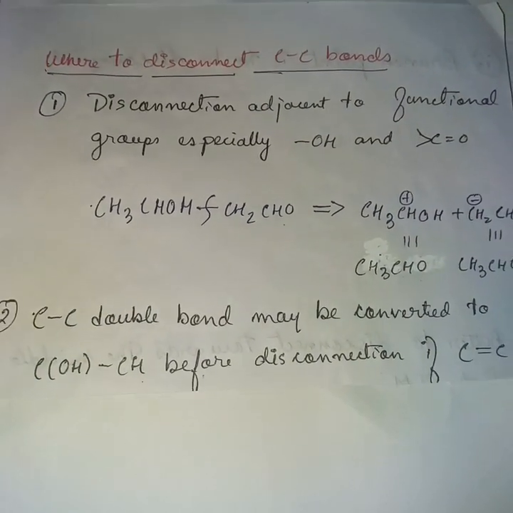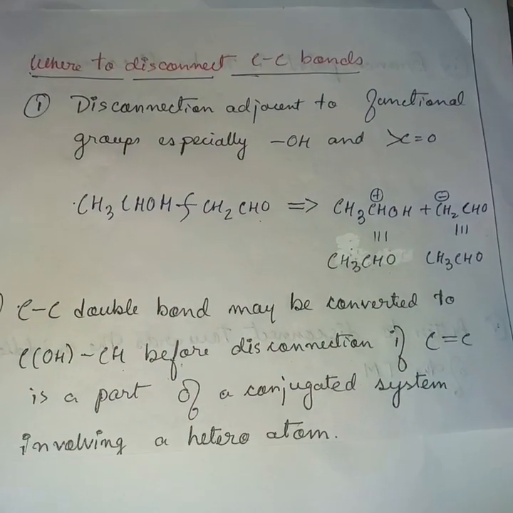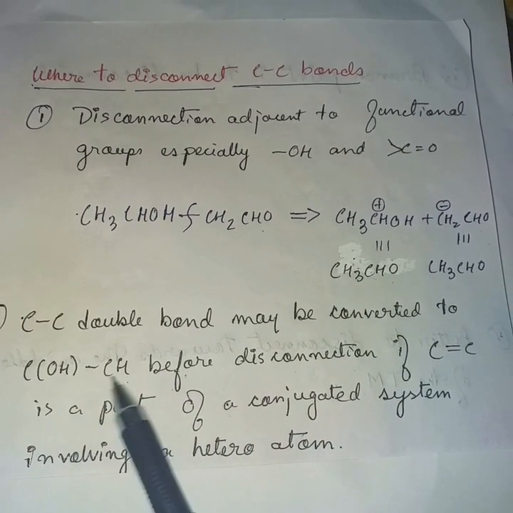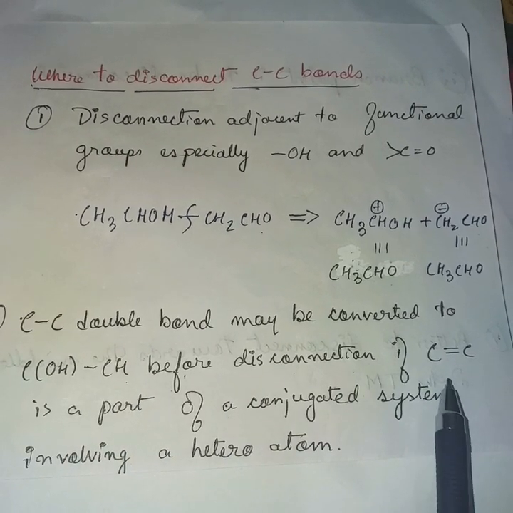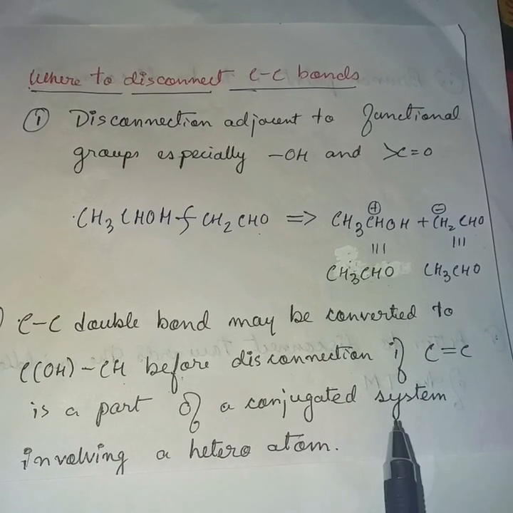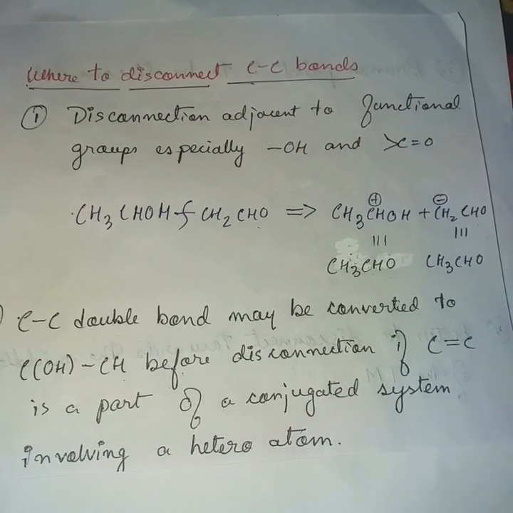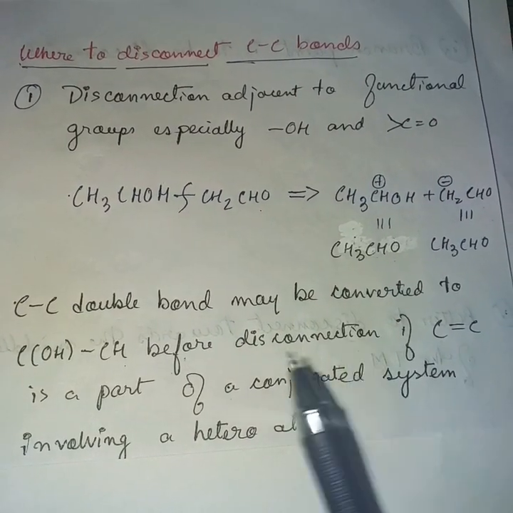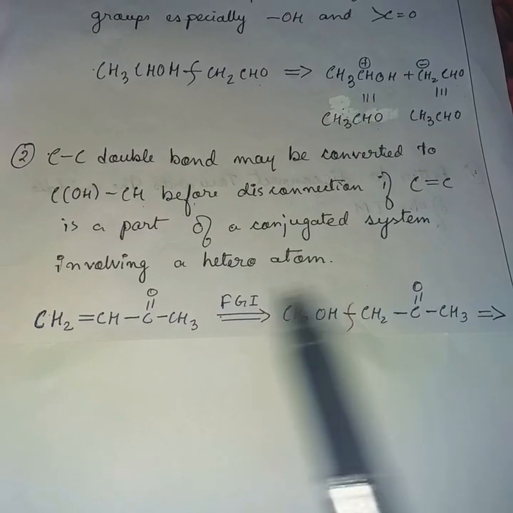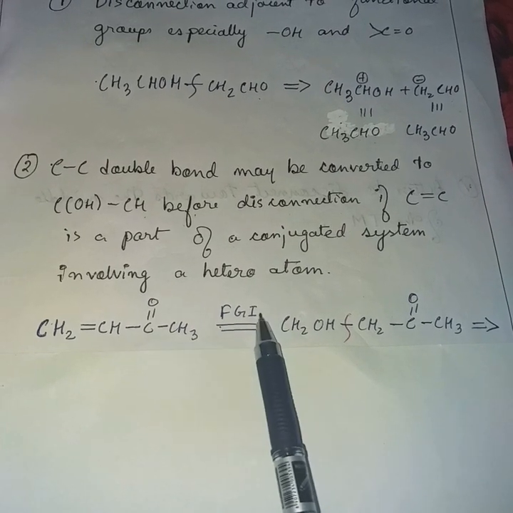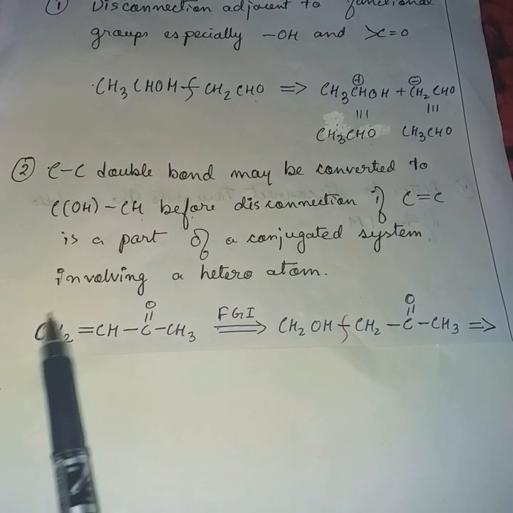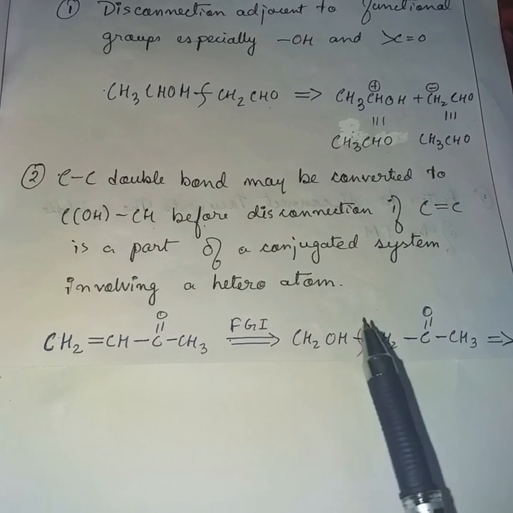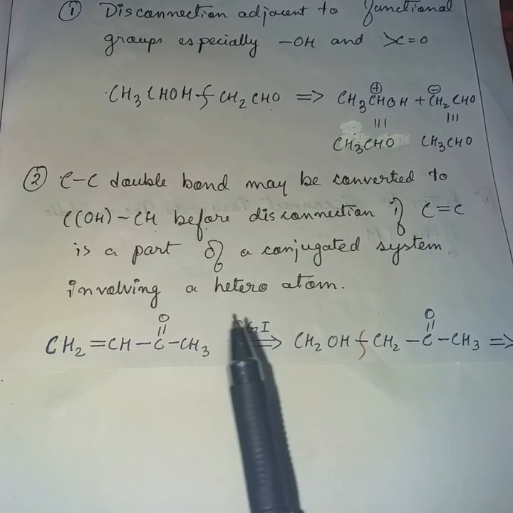Then see, this is the second rule: a carbon-carbon double bond may be converted to this group. Before disconnection, if the double bond is a part of a conjugated system involving a heteroatom, please keep in mind that it should be a part of the conjugated system. This is the example here, see. We have done FGI to convert this group into this, and why we have done this you will know in our further videos. Just here you learn the rule.